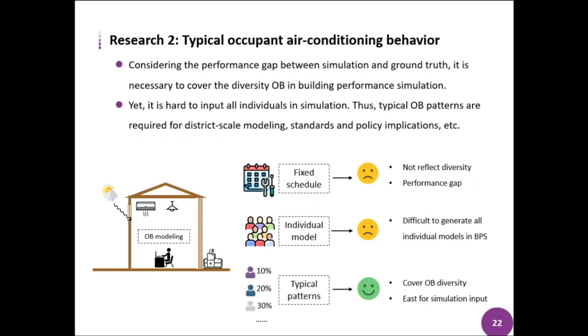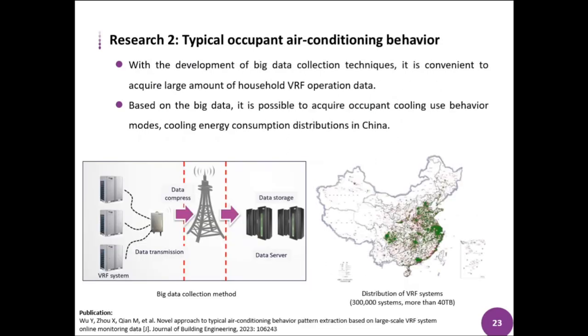Previously we used a fixed schedule, saying that at 8 o'clock in the morning we turn on the air conditioning, and we switch off the air conditioning during the nighttime, for instance. It's really different from the final reality. So we developed a sensor to install into the air conditioner and send back the operation data for each air conditioner every 5 minutes, and this lasted for 2 years.